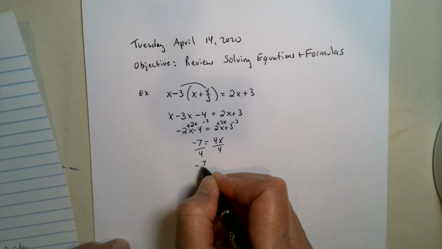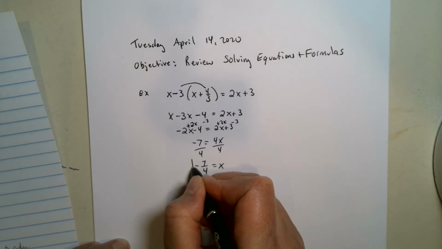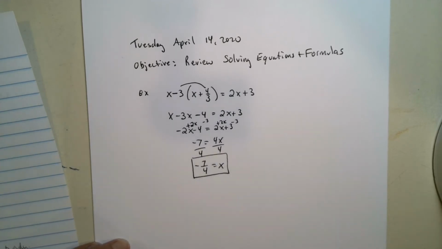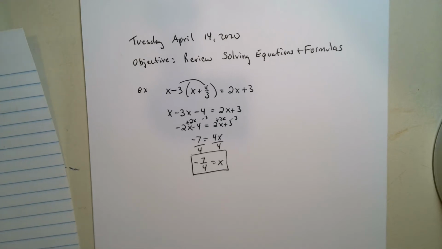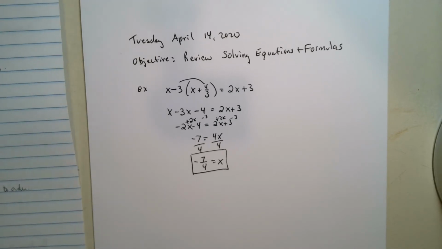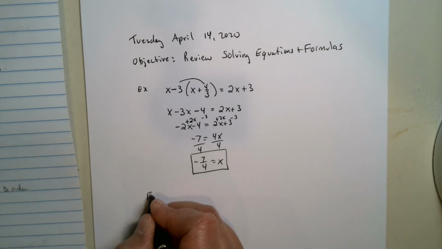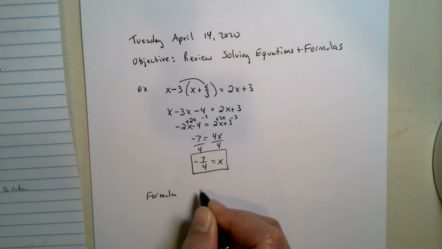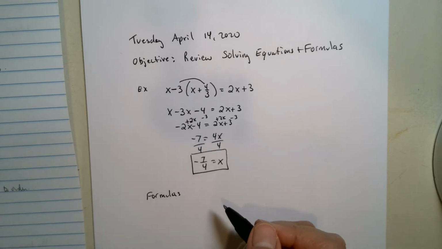And by now you know that I prefer the fraction answer. So leave it as negative 7/4. You shouldn't have any problem with those. But sometimes we do still have problems with solving formulas.